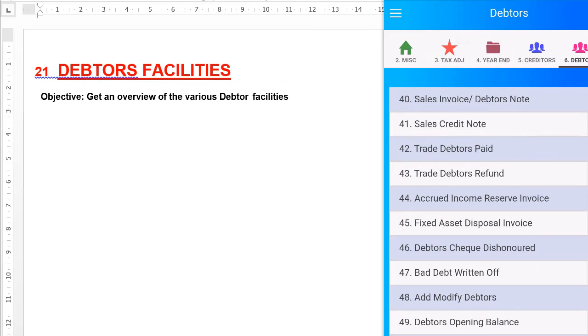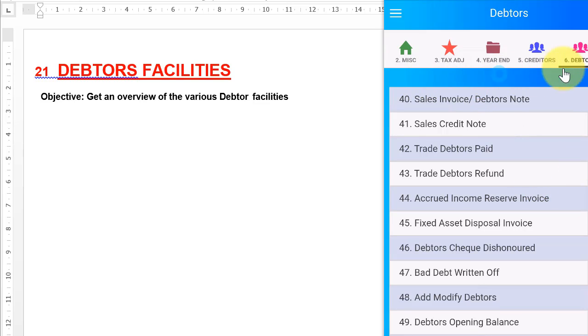In this session, we get a quick look at the facilities available for recording transactions regarding debtors. Now, debtors are customers to the business who buy on credit. Many small businesses do not sell on credit, and that is why we are not addressing this one. However, we are getting a quick look at the facilities available in case you sell on credit.